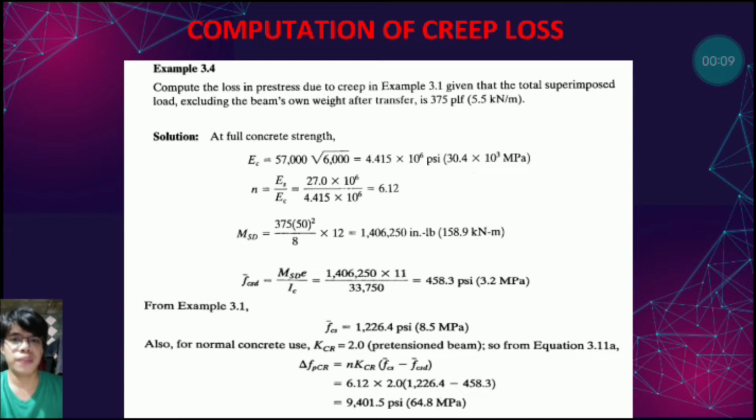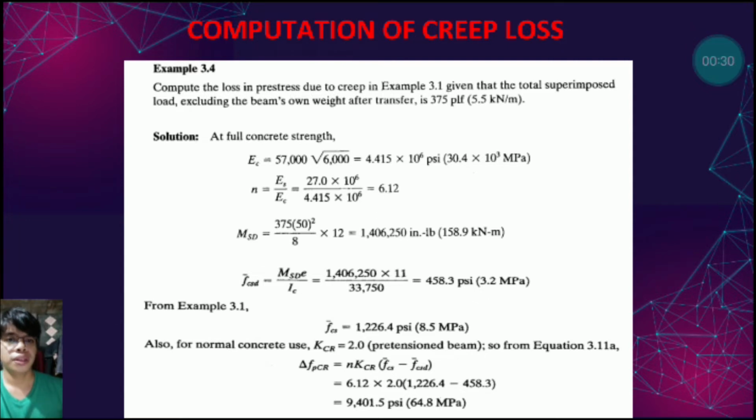Moving on to the next sample problem, we will try to solve the first problem again. This time, we have to find the loss due to creep. The problem states, compute the loss in prestress due to creep from the first problem, given that the total superimposed load, excluding the beam's own weight after transfer, is 375 plf.